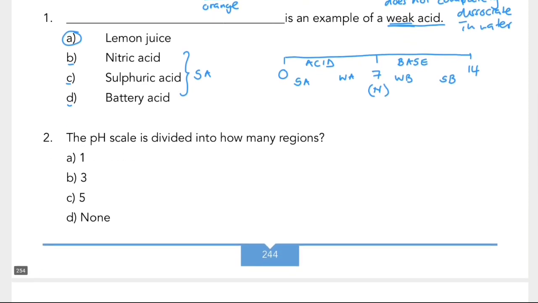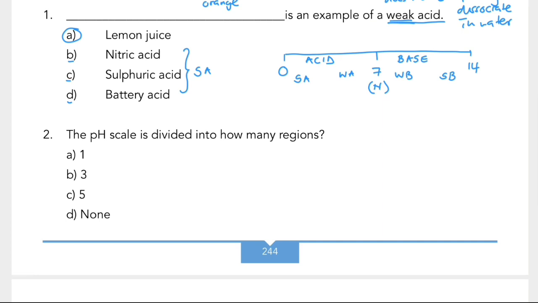So let's look at number 2. The pH scale is divided into how many regions? Our pH scale is divided into 3 regions, and those 3 regions are the acid, the base, as well as the neutral point, which is 7. So our answer for number 2 is going to be B.